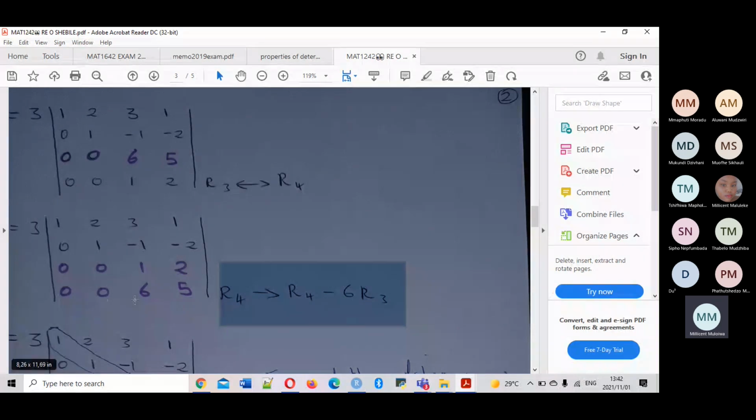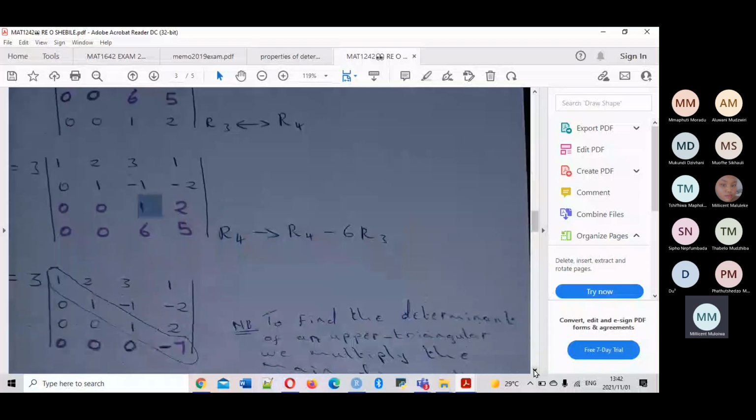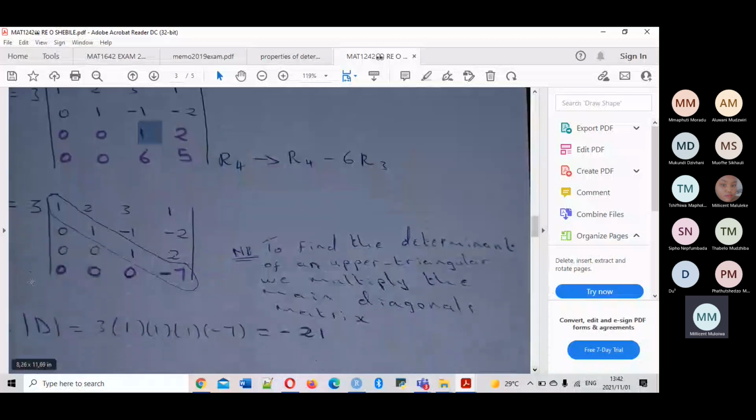So now, row 4 is 6 minus 6 row 3, you get 0. So that's why here those rows we are going to have this. So you will do the same to other rows. So to find, you must take note of this.